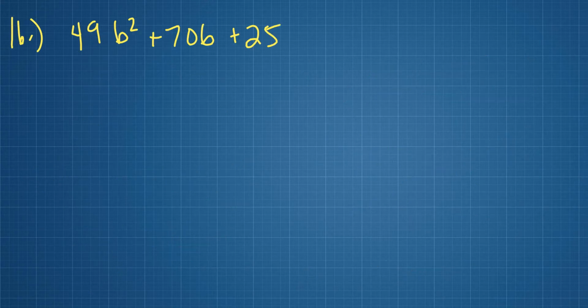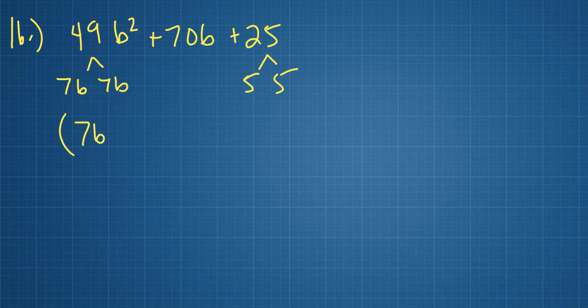Not factorable. All right, number 16. Same thing, but right away, hopefully you see that you have perfect squares. So this is why I like perfect squares, because I always try the perfect squares first. So I'm going to try 7b plus 5 and 7b plus 5 before I try anything else.